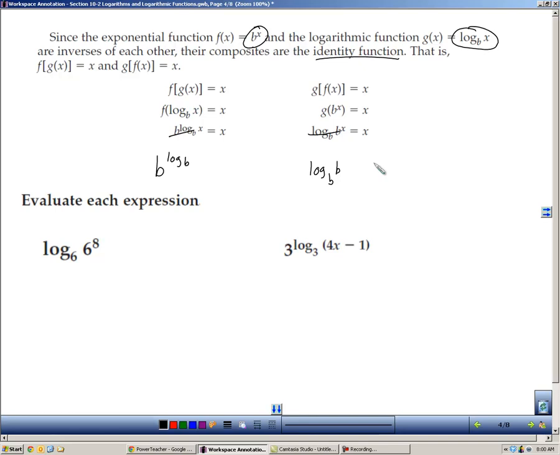In other words, the log function and the exponential function are inverses, just like squares and square roots, and they undo each other. So if you go down here at these examples and you say log base 6 of 6 to some power, those wipe each other out, leaving just an 8. And then likewise over here, if you take a base to the log base 3 power, those wipe each other out, leaving just a 4x minus 1. So the fact that they're inverses of each other, it's a powerful tool that we can use to simplify equations.